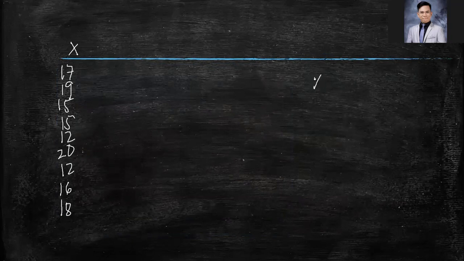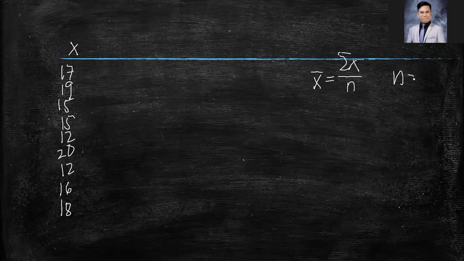Kunin natin yung formula. Dahil siya ay sample, siya ay statistic, so we are going to use our x bar for our mean. So x bar is equal to the summation of x over small letter n. Question, ano ang small letter n natin dito? Ilan ang n? 9 po. 9, sir. 9 ba? Hindi 19? 9 po. Okay, 9.